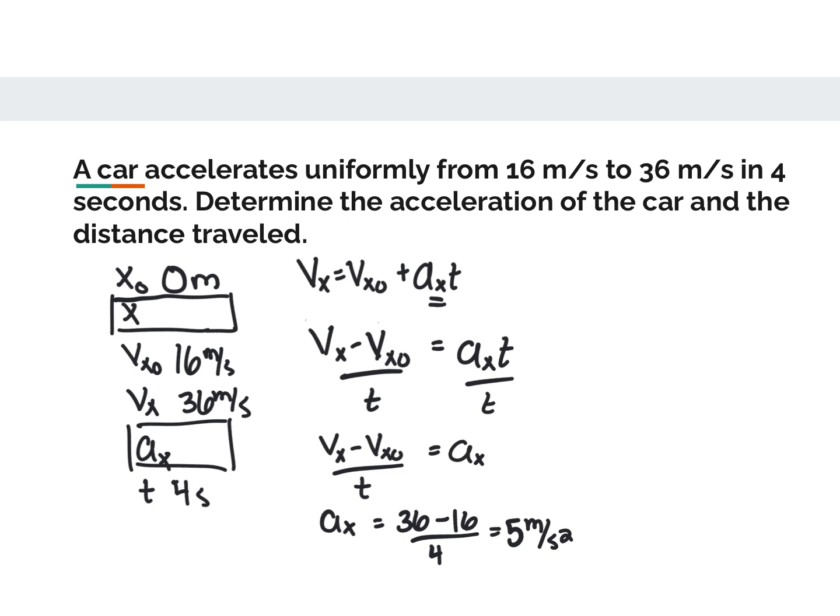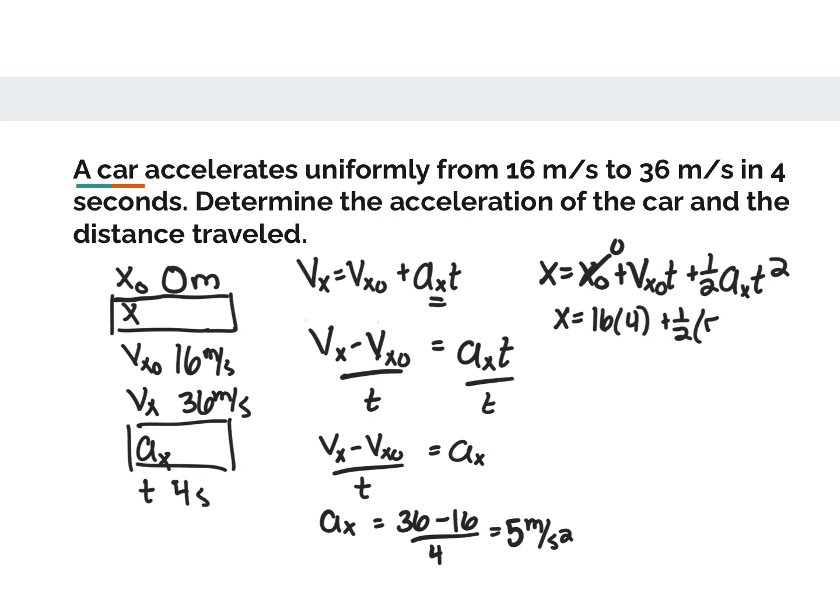Okay, there's the acceleration of the car, and then part 2 was the distance traveled. You could use either of the final equations. I'm going to use the second one because it's less algebra I have to do, like manipulating variables. I do have a 0, my initial position, but then I'm going to have to plug in x equals 16 times 4 plus 1/2, now I know what my acceleration is, times 4 squared.